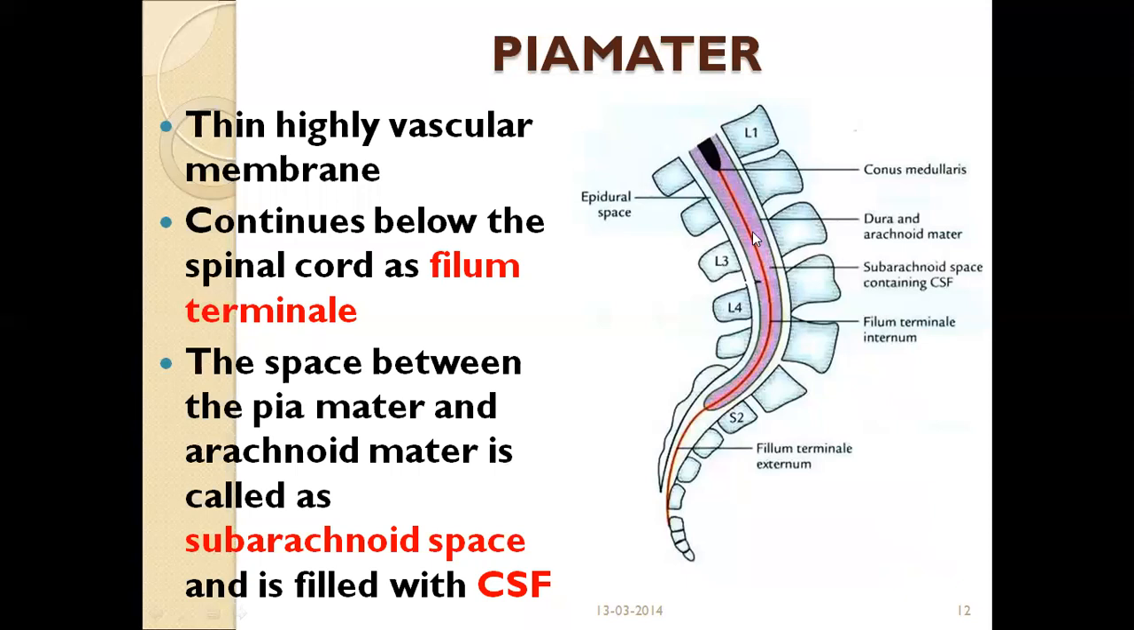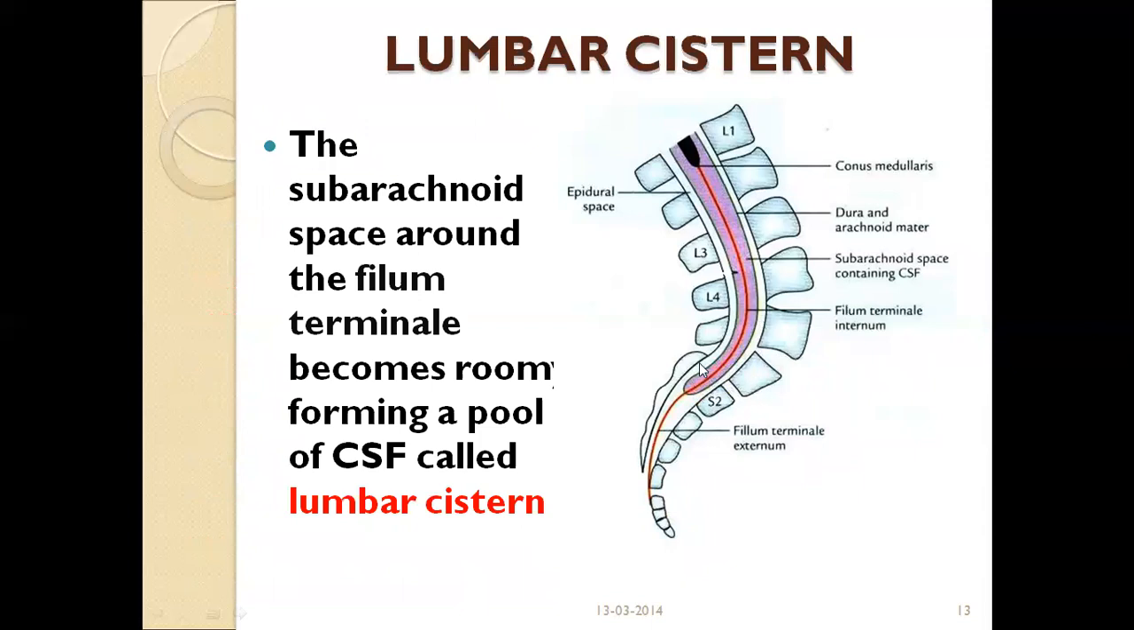The continuation of this pia mater below the spinal cord is called the filum terminale. The filum terminale which is inside the dura mater up to the level of S2 is called the filum terminale internum. The further journey of the filum terminale outside the dura till the coccyx is called the filum terminale externum. Filum terminale itself can be a 3 marks question, very important. Filum terminale is nothing but the extension of pia mater. The space between the pia mater and the arachnoid mater is called the subarachnoid space, and we know it is filled with CSF.